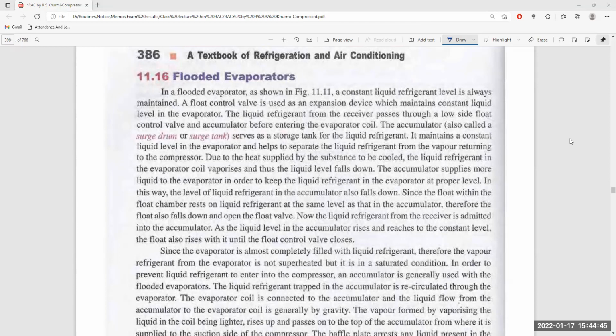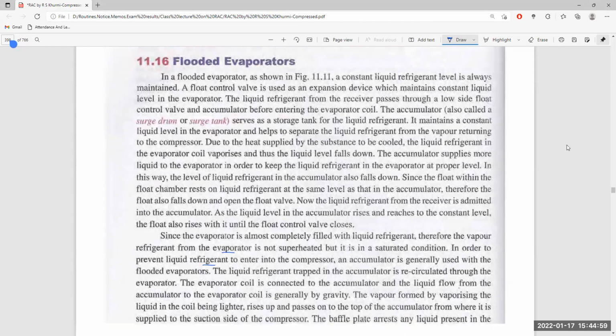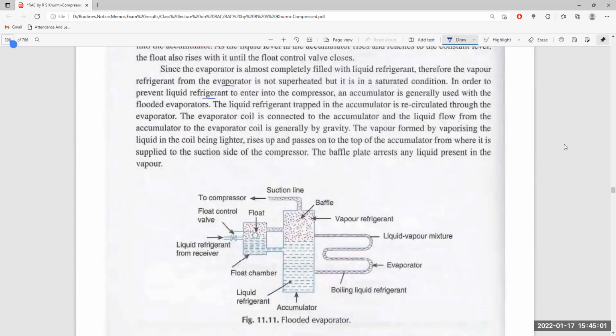Since the evaporator is almost completely filled with liquid refrigerant, the vapor leaving the evaporator is not superheated but in a saturated condition. In order to prevent liquid refrigerant from entering the compressor, the accumulator is generally used with flooded evaporators. The liquid refrigerant trapped in the accumulator is recirculated to the evaporator.